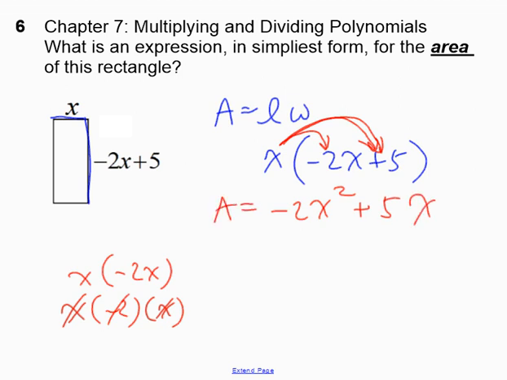And some people might think you could add those two together, but because they're not like terms, remember, in order for a like term to be a like term, it has to have the same base, which it does, but it also has to have the same exponent, which it doesn't. So we can't add those two terms together. Our area is -2x squared plus 5x.